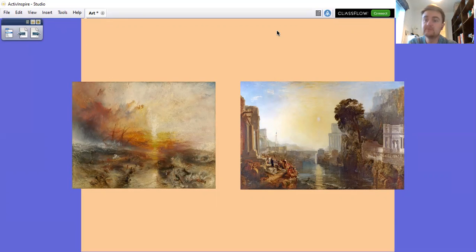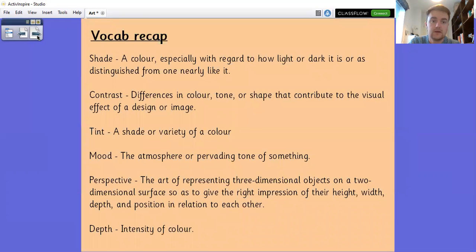Okay, so we'll keep doing that at the start of each week because it's useful for us to have a look and to really get to know some of Turner's work. Let's have a recap of some of the vocabulary that we used last week as well. So we looked at shade, contrast, tint, mood, perspective, and depth. And some of those words will be useful today as well.